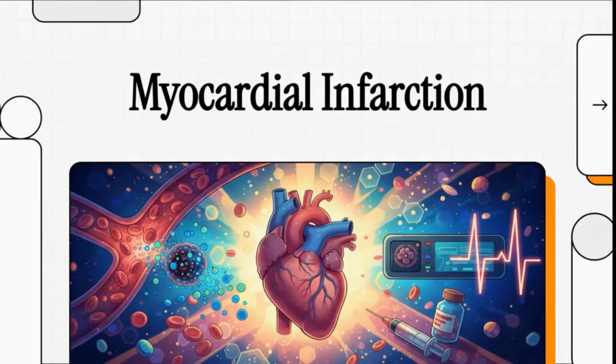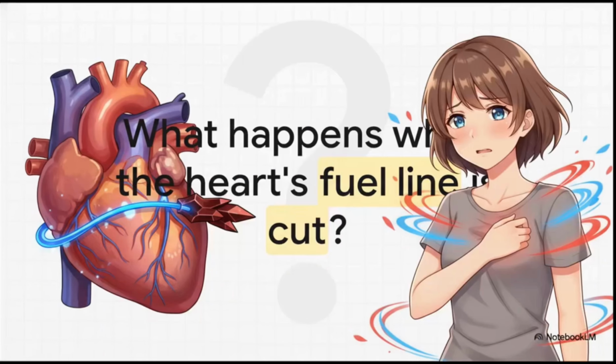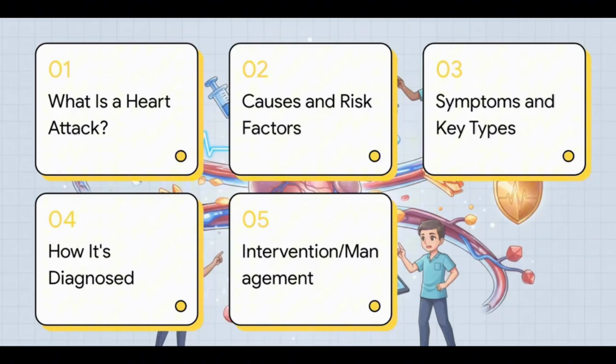Today, we're talking about myocardial infarction, also known as a heart attack. What actually happens when the heart's blood supply is cut off? That's exactly what we're going to break down. We'll cover what a heart attack is, its causes and risk factors, symptoms and key types, how it's diagnosed, and finally, intervention and management. Let's dive right in.